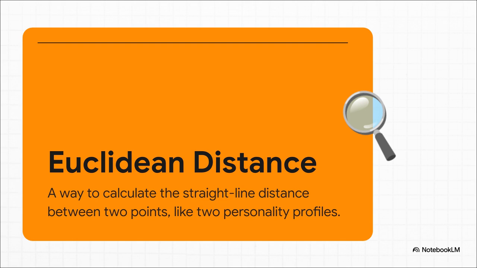Now, don't let the name scare you. It's the same math you probably learned in school to find the longest side of a right-angled triangle. It's just a way to measure the straight line distance between 2 points. And in our case, those 2 points are Bob's personality and the job's ideal personality.